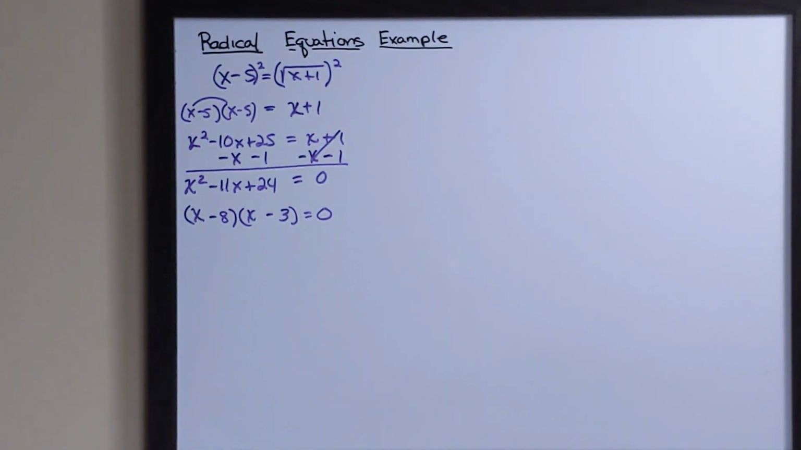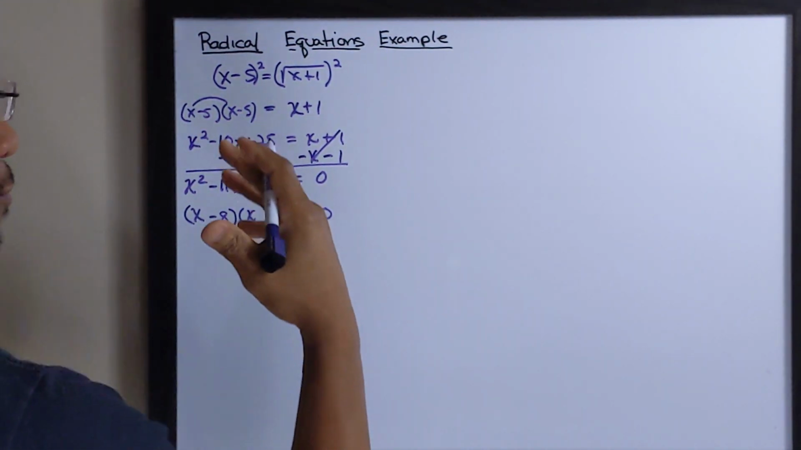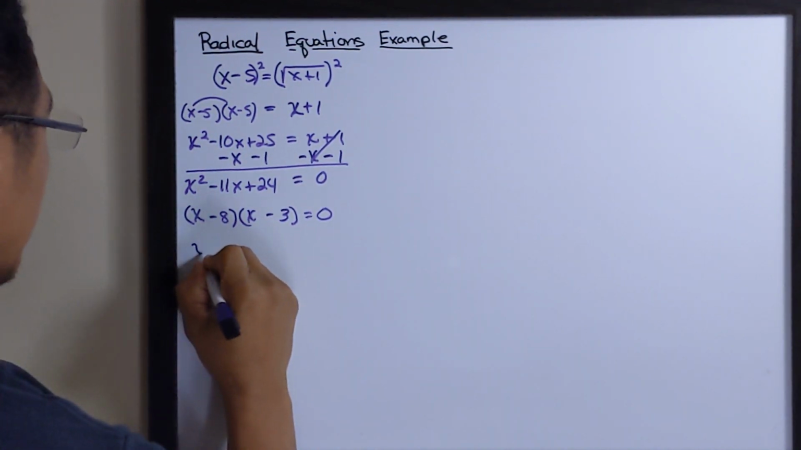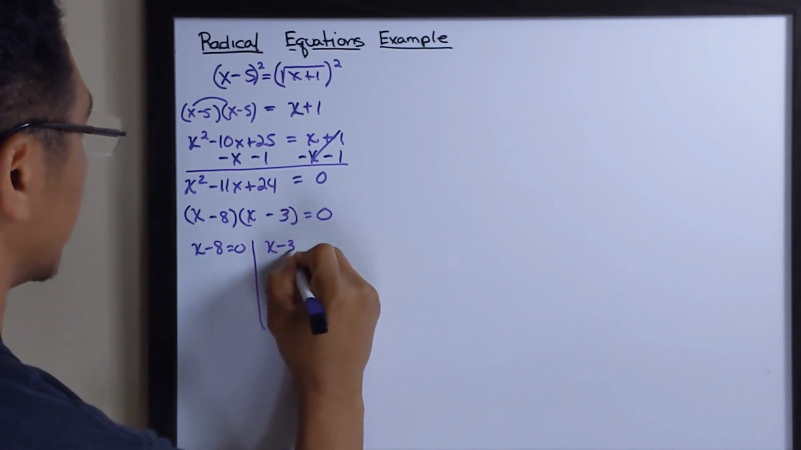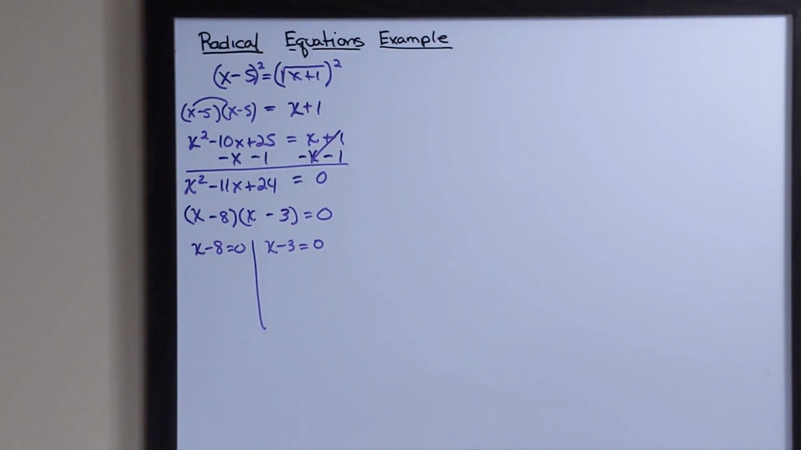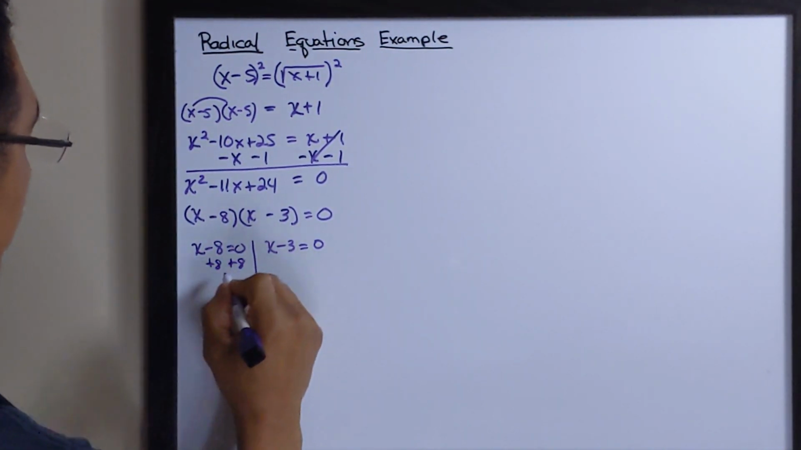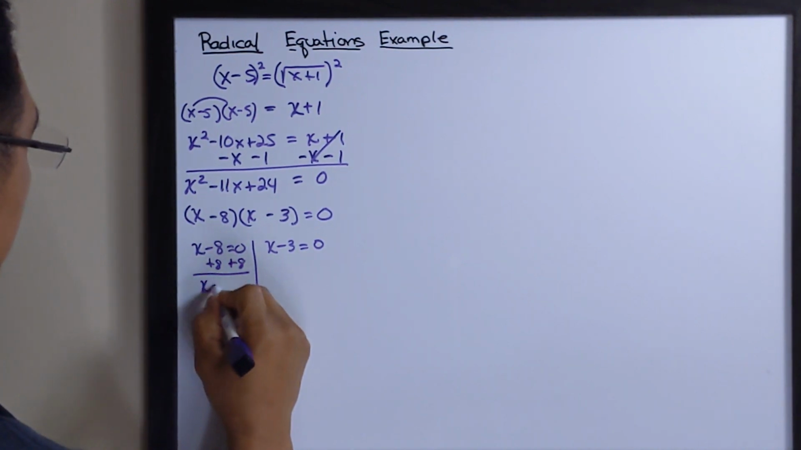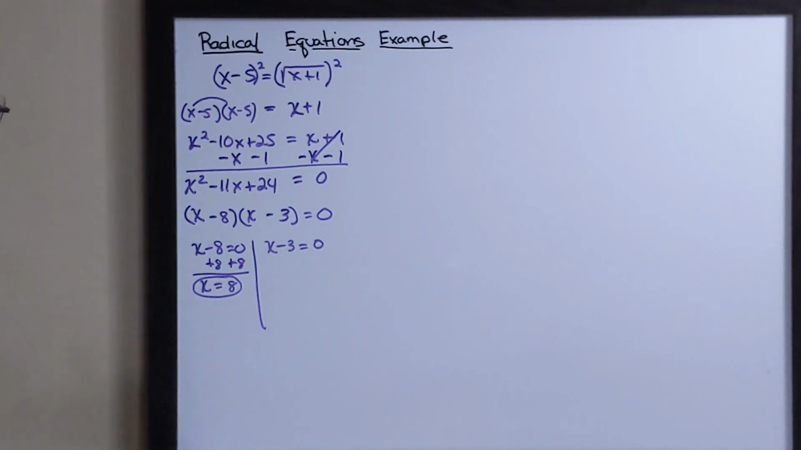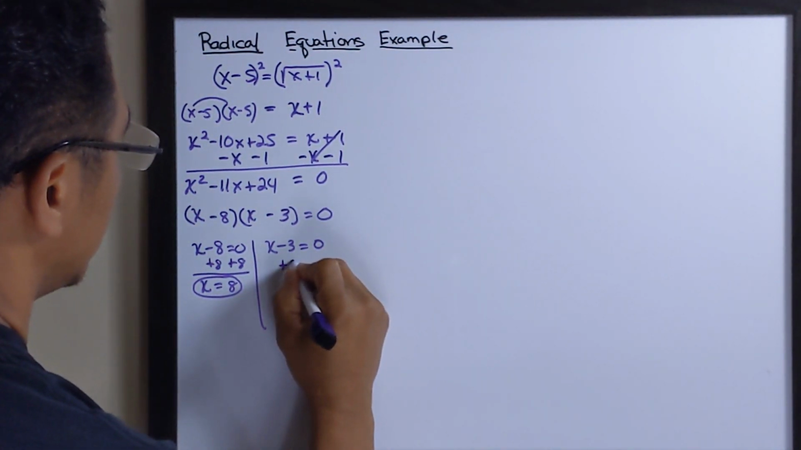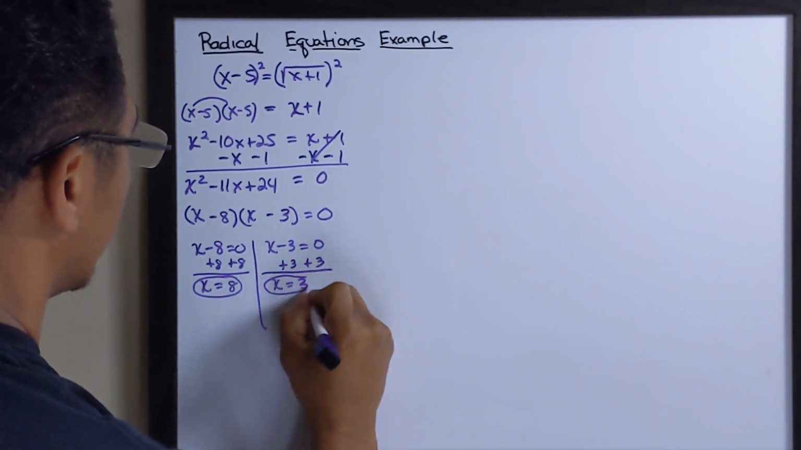Now I'm still solving for x, so at this point I'm going to take each one of these factors, set them equal to 0, and then solve for x. I take x minus 8 equals 0, and x minus 3 equals 0, and that will give us the values for x that we're looking for. Here, add 8 to both sides, and we end up with x equals 8. Here's one of our answers. And for this one, add 3 to both sides, x equals 3. Here's another one of our answers.